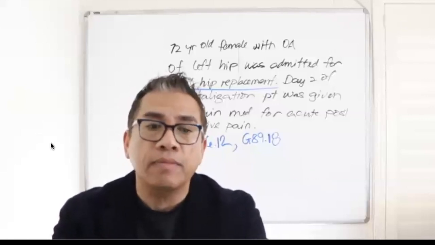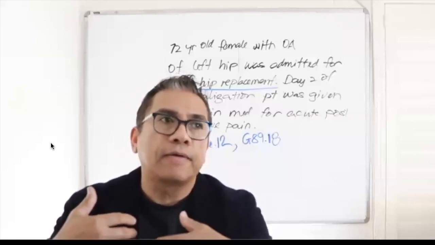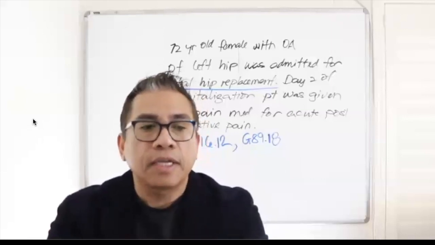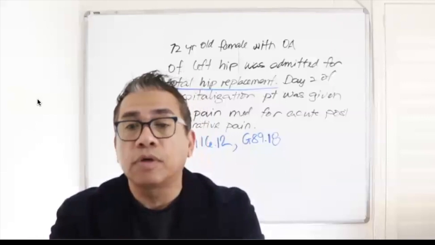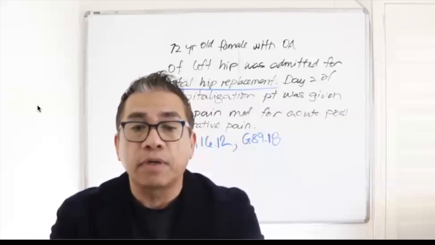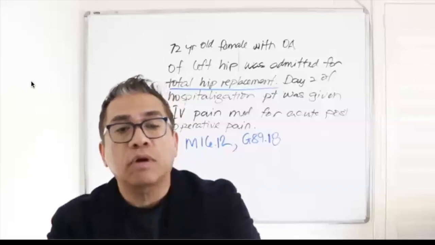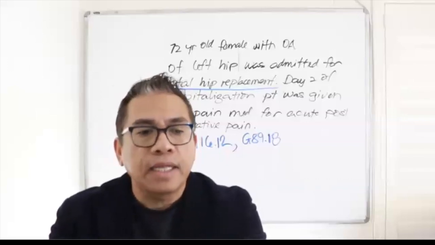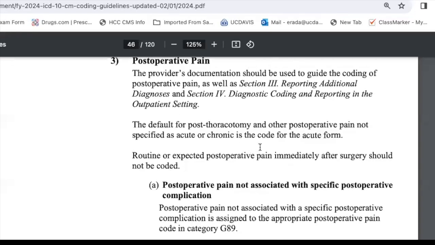Thoracotomy means an open chest type of procedure was necessary to be able to fix that problem, whatever problem this patient has. So that is what post-thoracotomy means. Now, what does the guideline say about that? The default should always be acute.